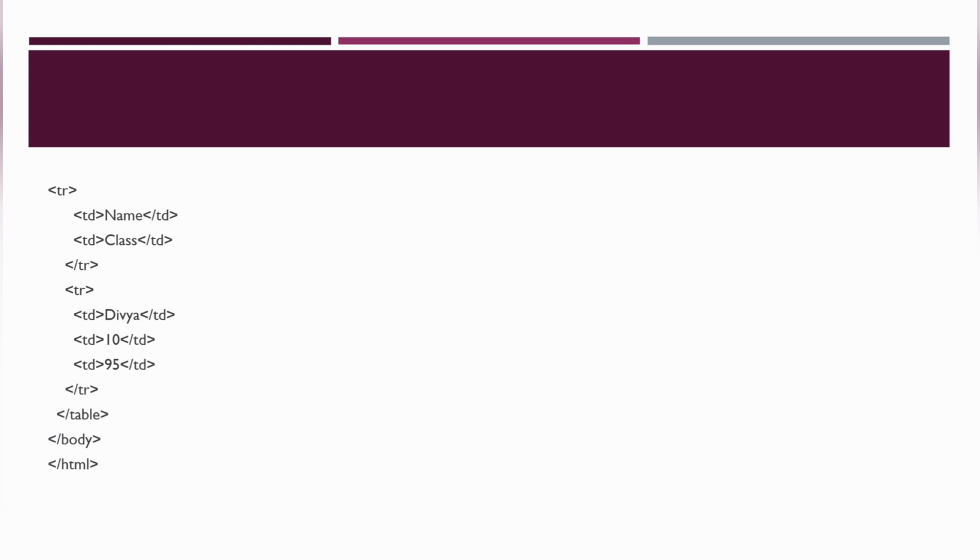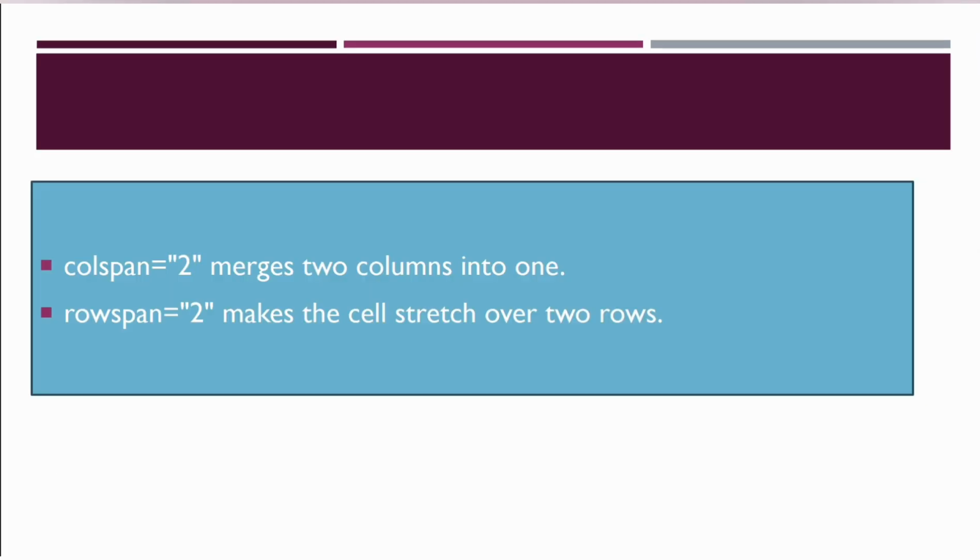Okay, let's go to the next slide. Column span 2 means merges two columns into one. Row span 2 makes the cells stretch over two rows. This I already told you. Just run the code and we'll check how these are going to be merged into a single column and a single row. Just a minute, I'll change. Run it.